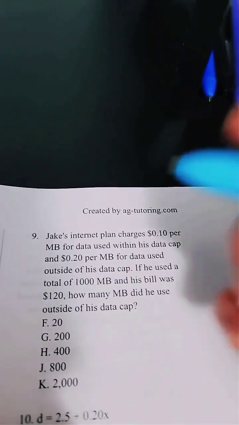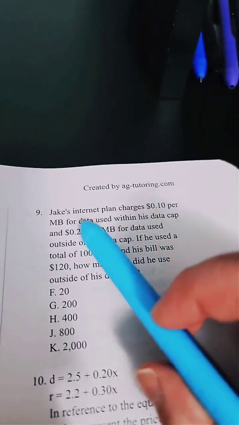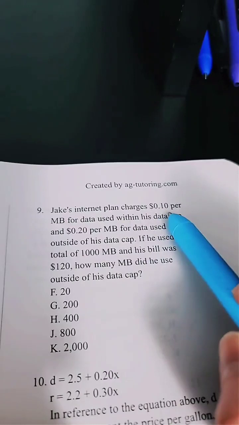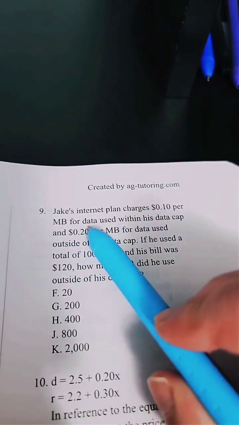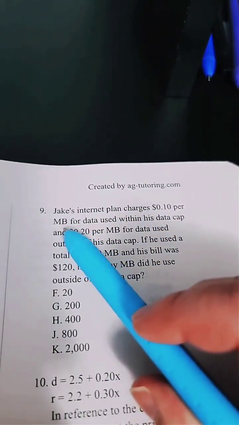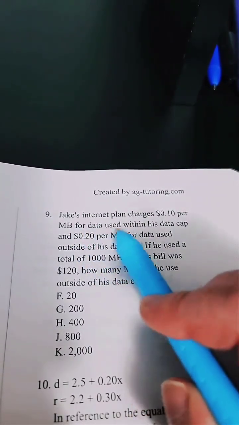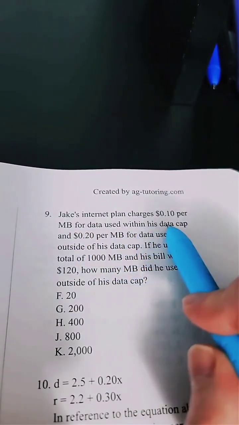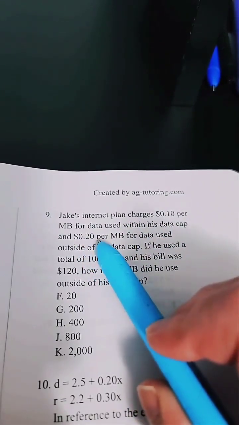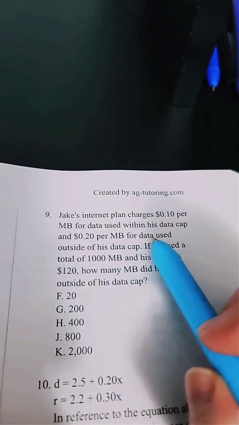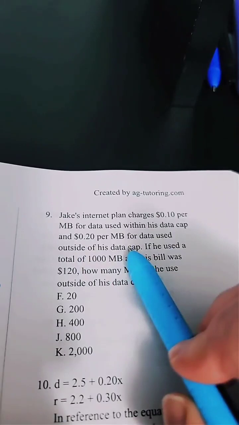So, let's go to number 9. It says, Jake's internet plan charges 10 cents per megabyte, that's what it's called, for data used within his data cap, and 20 cents per megabyte for data used outside of his data cap.